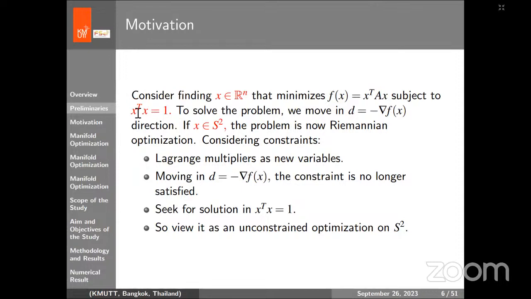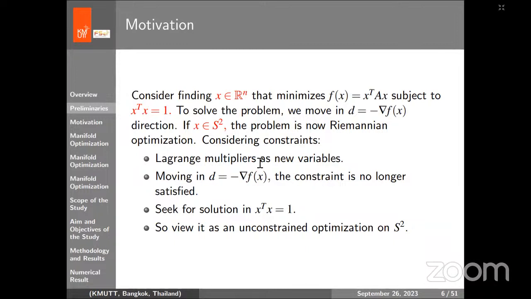Now, consider this problem: we consider finding X in Rn that minimizes this given function, subject to some constraint X transpose X equals one. If we consider this problem as an unconstrained optimization problem without the constraint, then we are going to solve the problem by moving in the direction that is negative to the gradient, meaning the steepest downhill direction. So as such, the problem is termed a line search algorithm. However, if we consider the problem as a constrained optimization problem, we normally introduce a Lagrange multiplier as an additional term associated with the constraint in order to solve the problem.